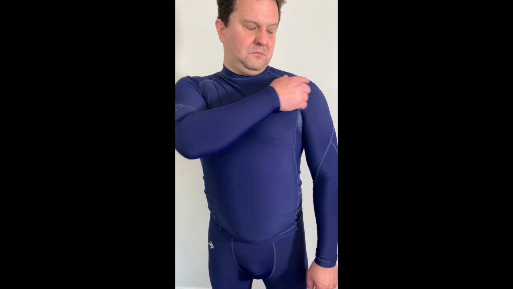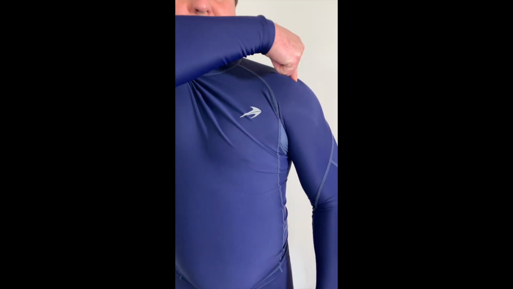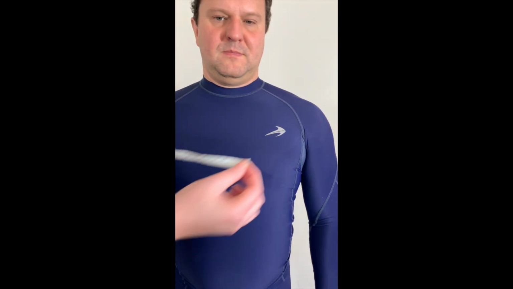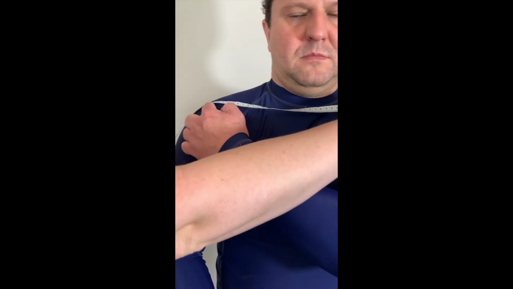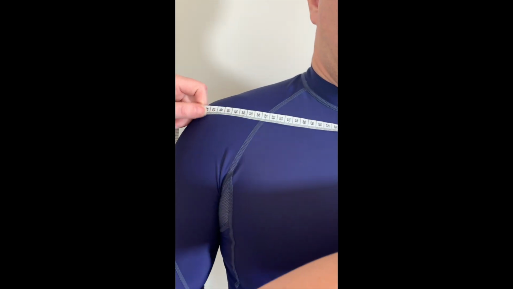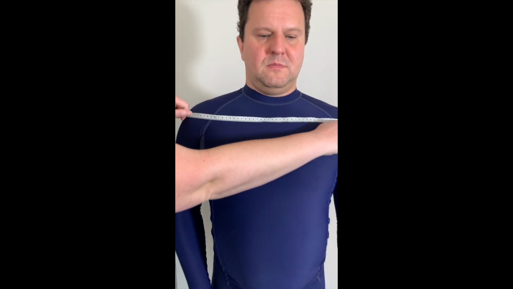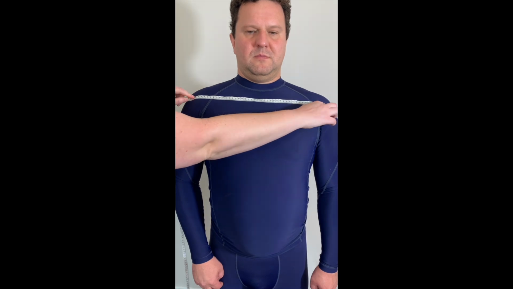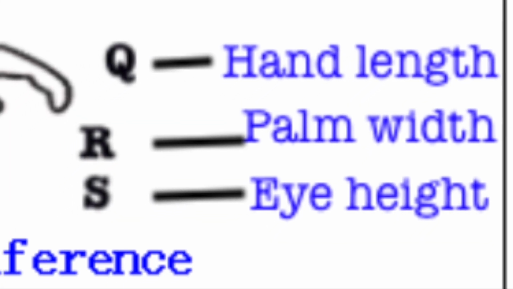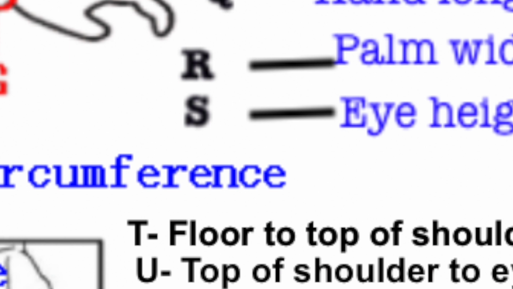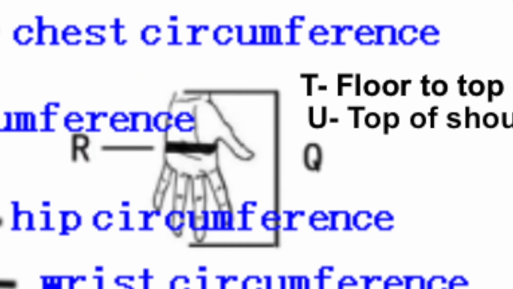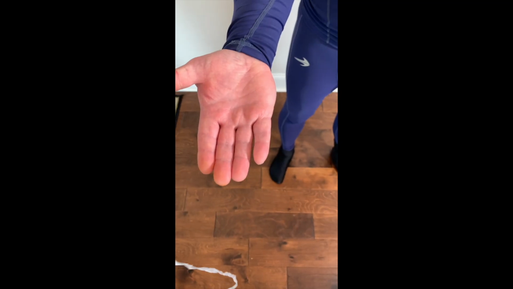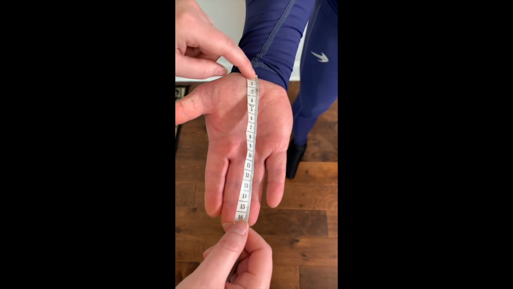P is your shoulder width from side to side. Make sure you find the farthest end of your shoulder from one side to the other across the front of your body. Q is your hand length. Measure from the very end of your wrist all the way to the tip of your longest finger.